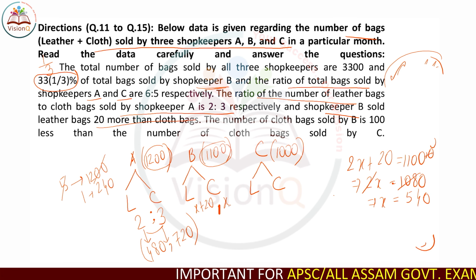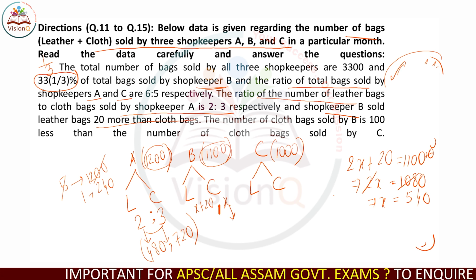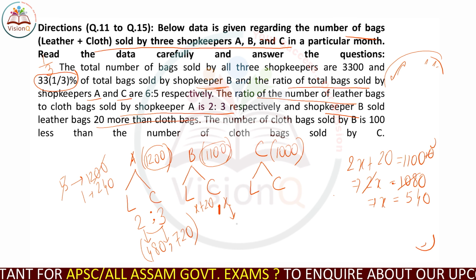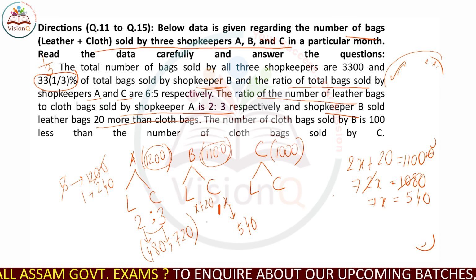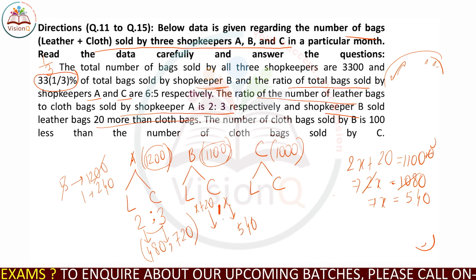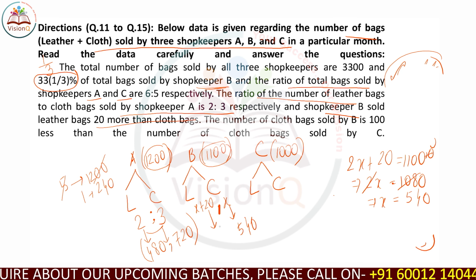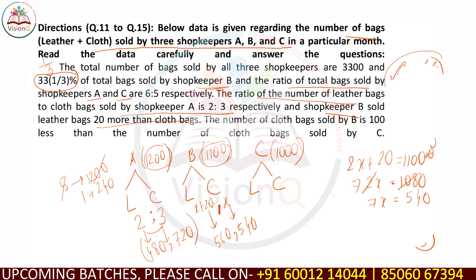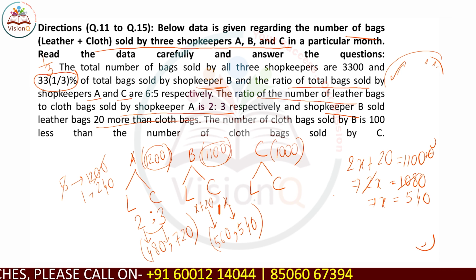So X was the number of cloth bags sold by B. So number of cloth bags sold by B is how much? 540. And X plus 20 will be how much? 540 plus 20, which is 560. So these are the leather and cloth bags sold by B.